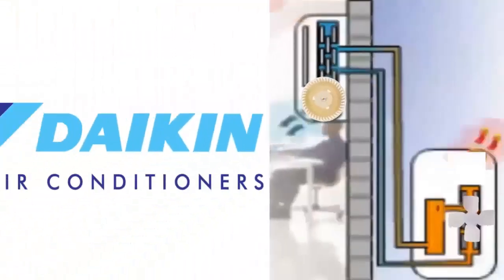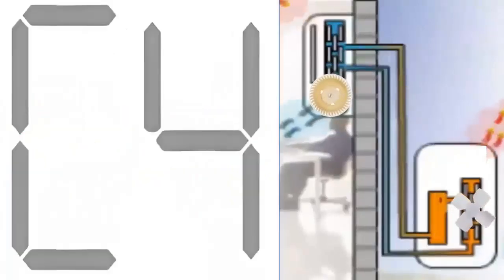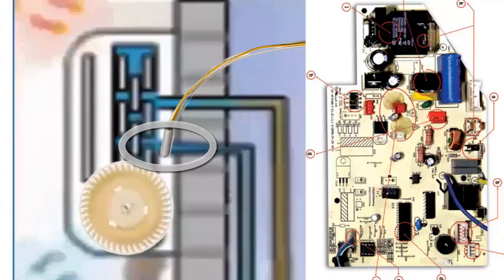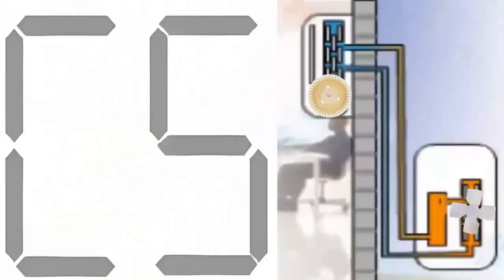Code C4. Malfunction of the liquid pipe thermistor in the heat exchanger. Code C5. Malfunction of the gas pipe thermistor in the heat exchanger.